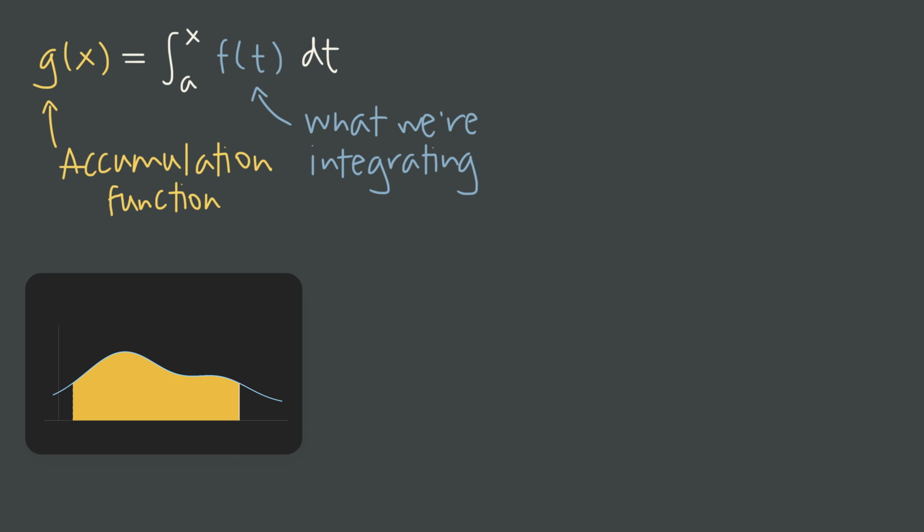And here's what we can say about g just by looking at the graph of f. First, g prime, the derivative of g, is equal to f of x. So f is the derivative of g. That's the fundamental theorem of calculus right there.